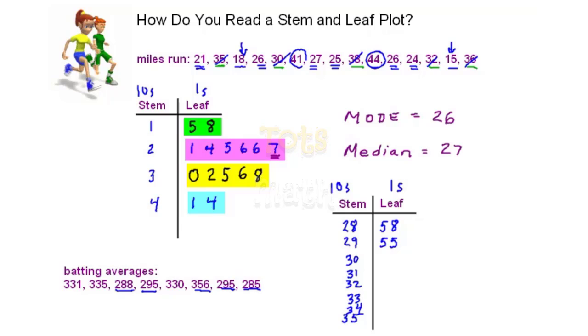Next, we'll find numbers that have 30 tens. And we don't have any. In fact, the remaining numbers all have 33 tens. So we won't place any leaves next to 30, 31, or 32. But next to 33, we have a 0, a 1, and a 5. None of our numbers have 34 tens, and our biggest number has 35 tens, and it has a 6 in the ones place, so we'll put a 6 in our leaf column. And that is what the stem and leaf plot would look like for our batting averages.